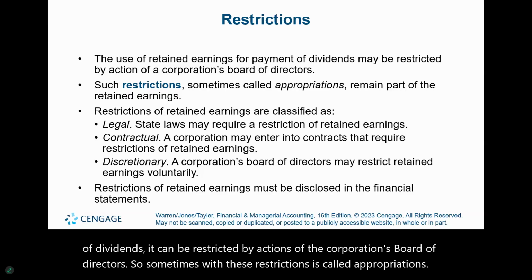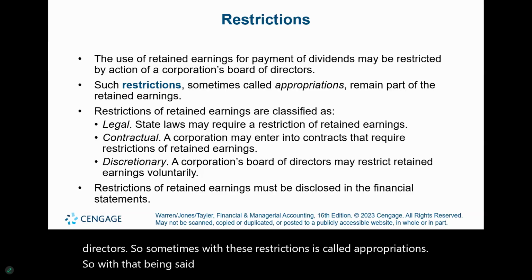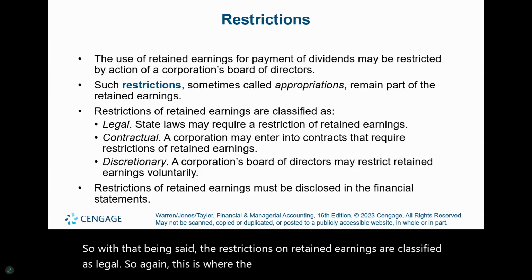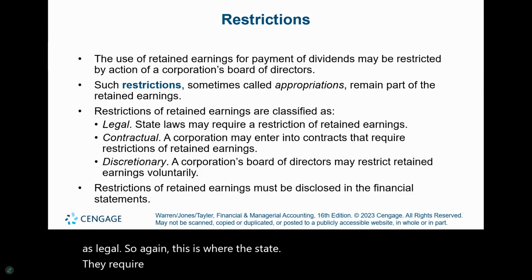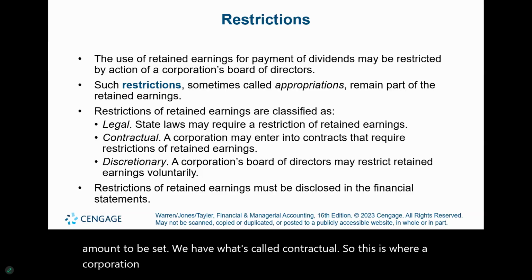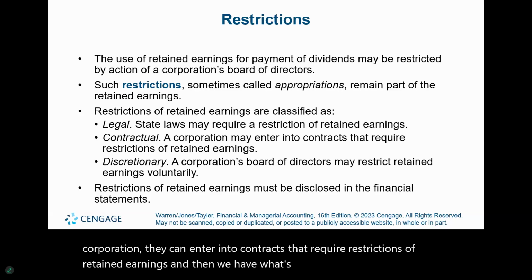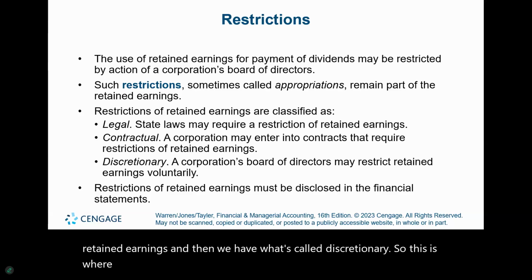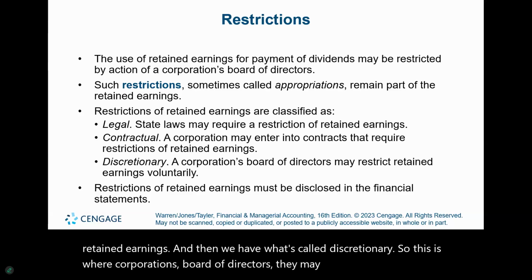So with that being said, the restrictions on retained earnings are classified as legal. Again, this is where the state requires a restriction of retained earnings. They require a minimum amount to be set. We have what's called contractual. This is where a corporation can enter into contracts that require restrictions of retained earnings. And then we have what's called discretionary. This is where a corporation's board of directors may restrict retained earnings voluntarily.